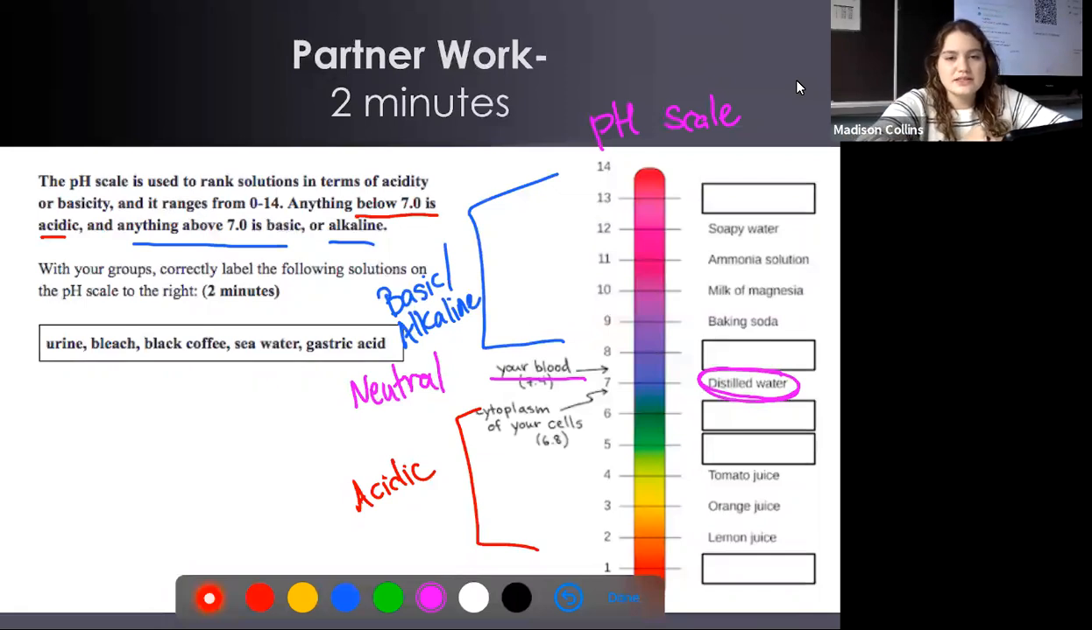So now, using that information, I want you to take these vocabulary words that are in the box and place them where you think they would go on this pH scale. So if you think that they are basic or alkaline, they're going to be somewhere between 8 and 14 up here. And if you think that they are acidic, they're going to be somewhere between 6 and 0 down here. So you're trying to place urine, bleach, black coffee, seawater, and gastric acid. Now, gastric acid is going to be stomach acid.